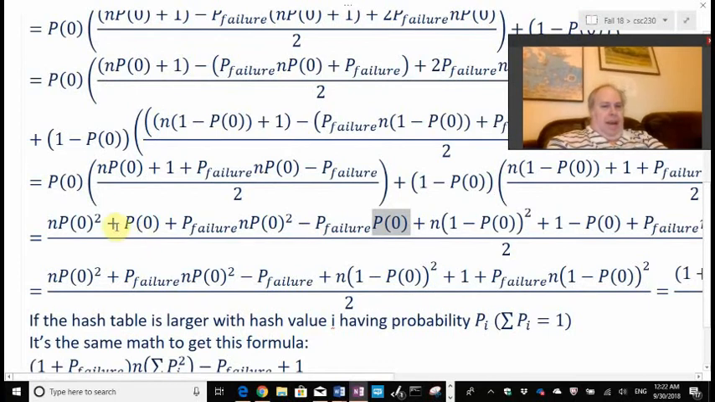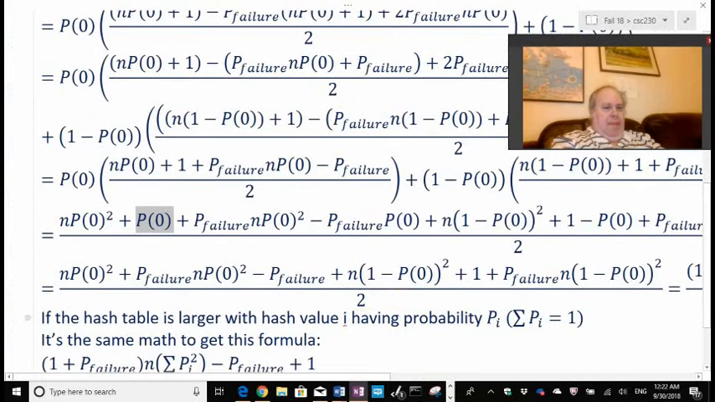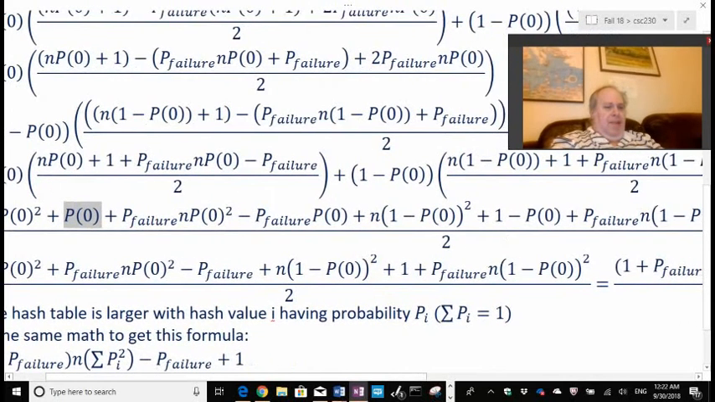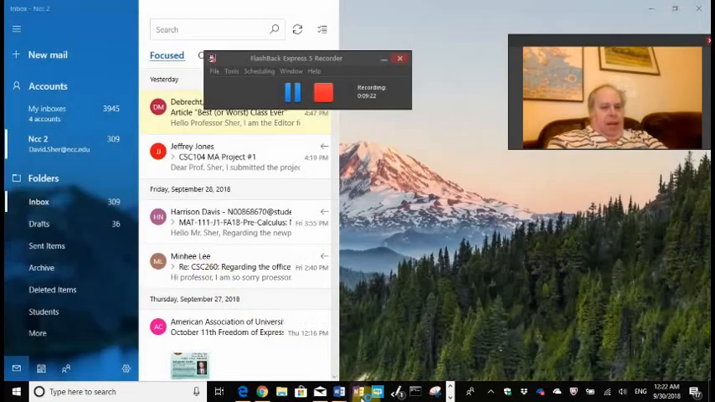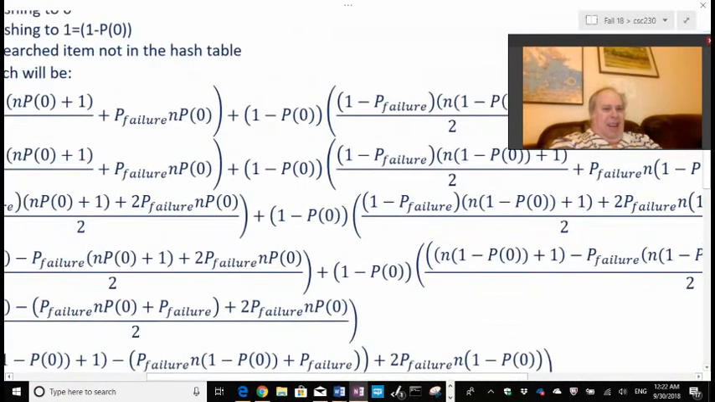Here's P of 0. Here's 1 minus P of 0. The P of 0 minus P of 0 cancels, and we just have plus 1. And so what we end up with is n P of 0 squared plus P of failure n P of 0 squared.